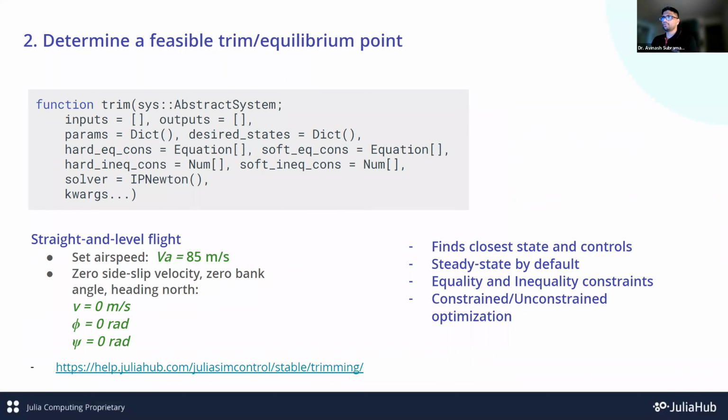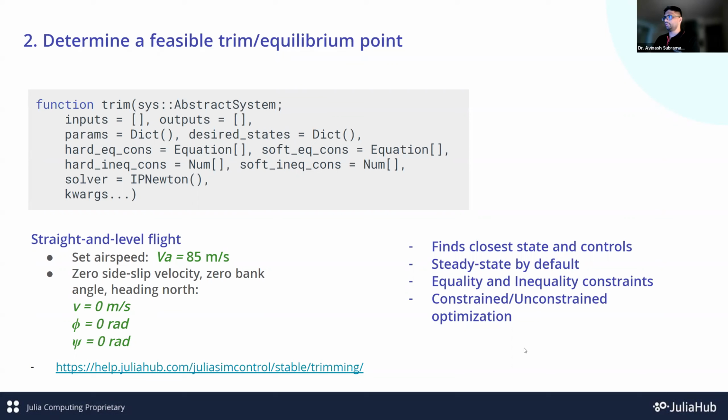So the second step in the workflow is to determine equilibrium points. These are feasible trim or equilibrium points. And this is using the trim functionality of JuliaSim control as documented here. So what the user would do is put in the symbolically defined system, the RCAM model as I showed, put in a list of inputs and outputs, put in a list of parameters, and then mention what the desired states the user would like to trim to.